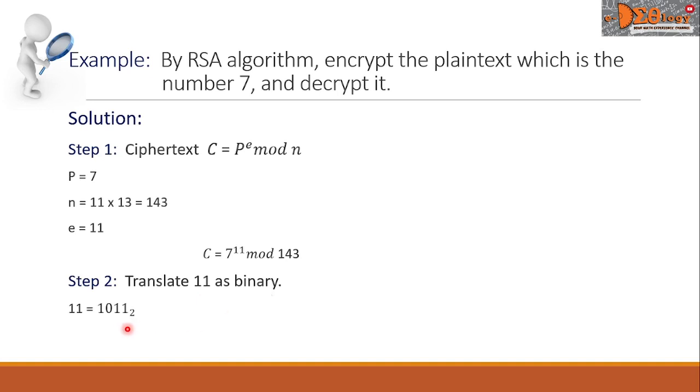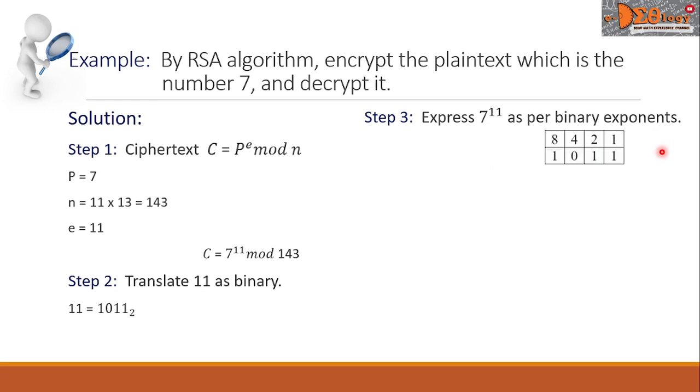We will get the value 11 is equal to 1011 base 2. Now step 3. Express 7 raised to 11 as per binary exponents. Remember that the values 1, 0, 1, 1 correspond to this table. The number 1 here corresponds to 8, 0 corresponds to 4, 1 corresponds to 2, and this one corresponds to 1.